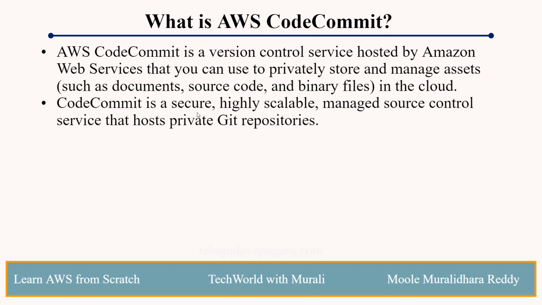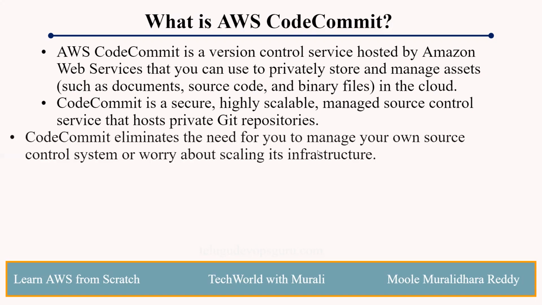CodeCommit is a secure, highly available, managed source control service that hosts private Git repositories. Remember one thing here: inside AWS CodeCommit, we can store only private repositories. But when it comes to GitHub, GitLab, and Bitbucket, we can store public and private repositories. AWS CodeCommit supports only creating private repositories.